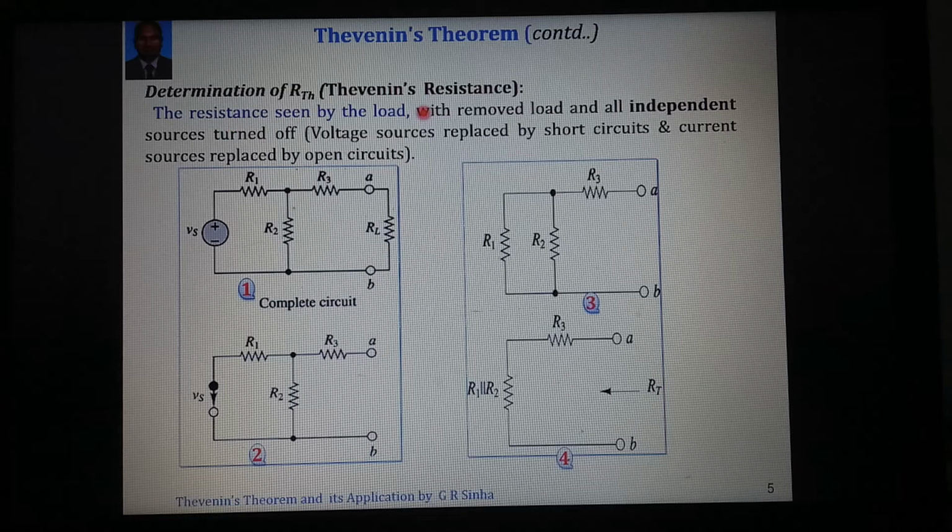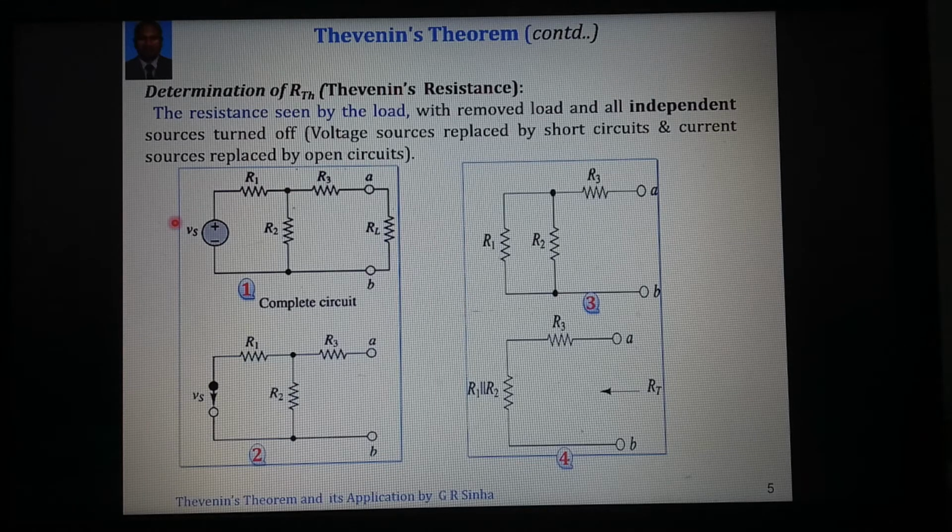So what do we do? Since it is a resistance seen by the load, we remove the load and all the independent sources are turned off, which means that if there are voltage sources, they are replaced by a short circuit, and if there are current sources, they are replaced by an open circuit. Let us take one example. There is a simple circuit, which consists of R1, R2, R3 and load resistance RL. There is a source.